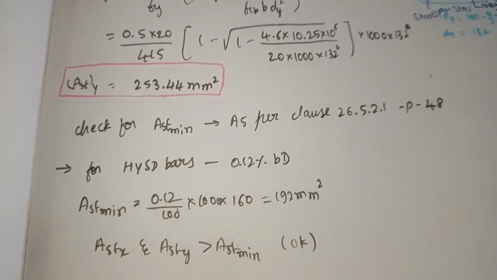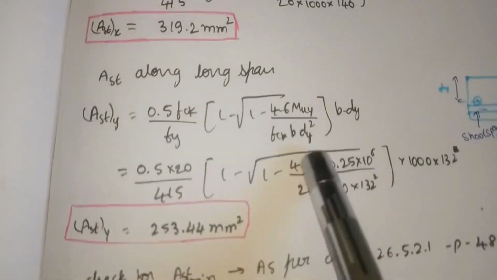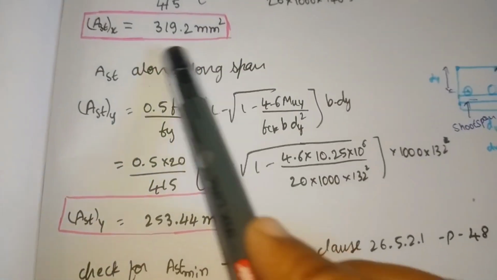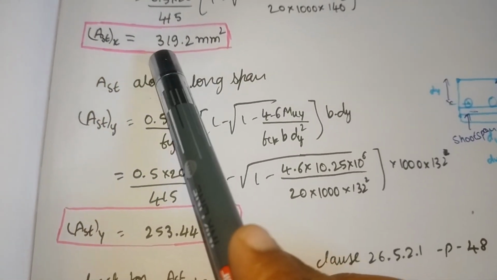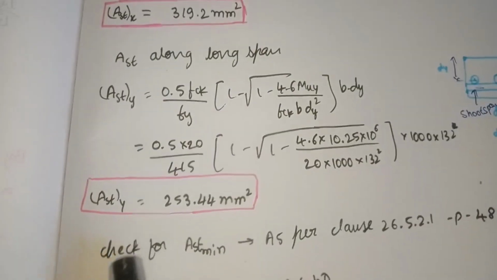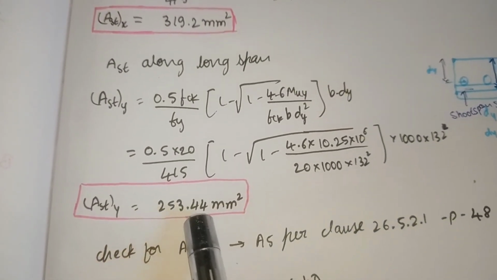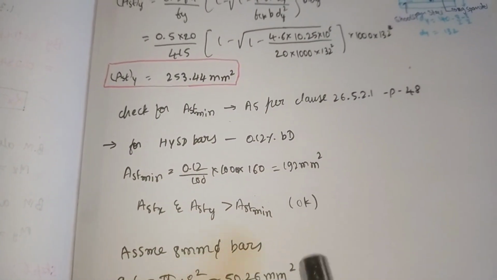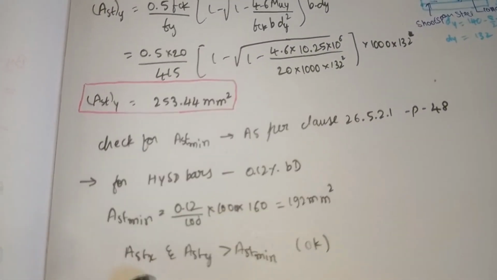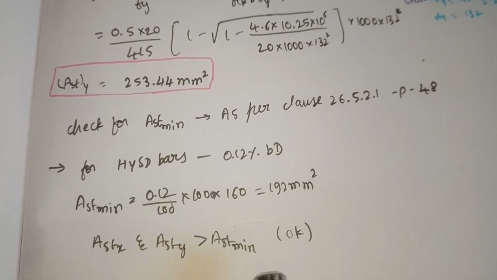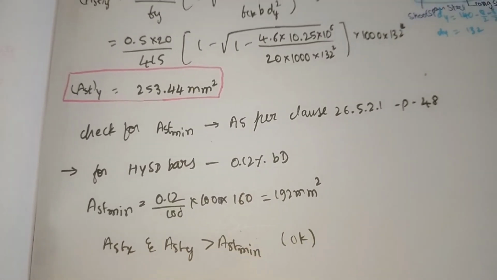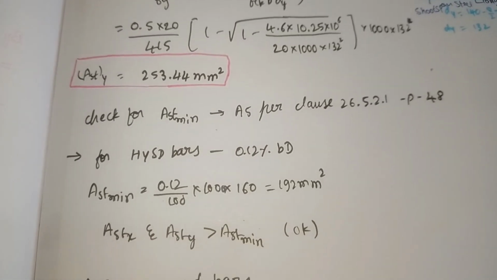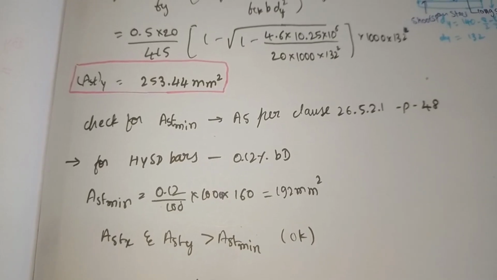So now, look at the values of our AST, area of steel along longer span as well as shorter span. Our area along shorter span is 319.2 and area along longer span is 253.44 mm square. So by seeing these two, we can conclude that our AST_X and AST_Y are greater than the AST minimum. So hence our design is okay. We can calculate further. So next we'll go to assuming the diameter to calculate the area.